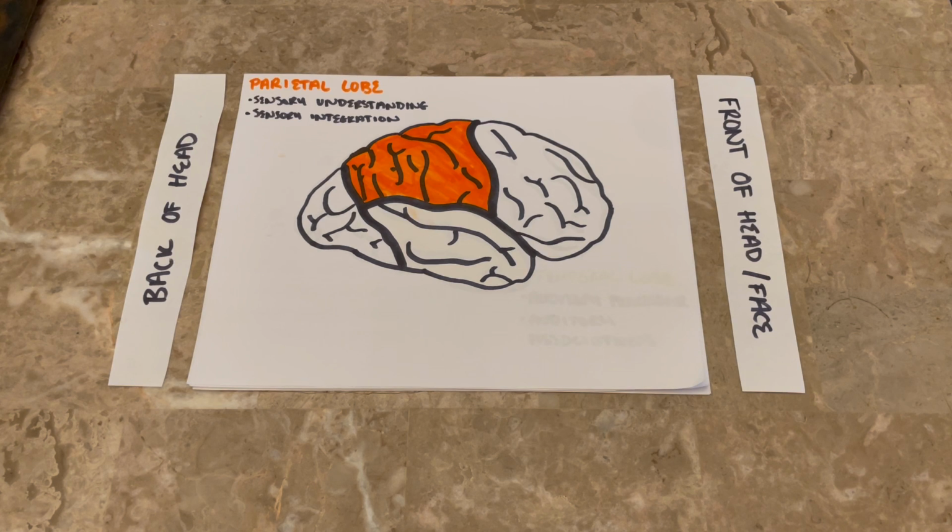Here we have our parietal lobe. This is our sensory understanding, sensory integration. The way I like to think of this is if I'm at the grocery store and someone brushes by me, my brain kind of has that ability to decipher what kind of sensory that was and whether or not I should be on high alert or not.